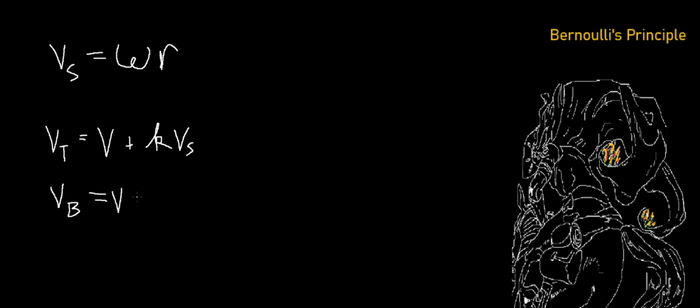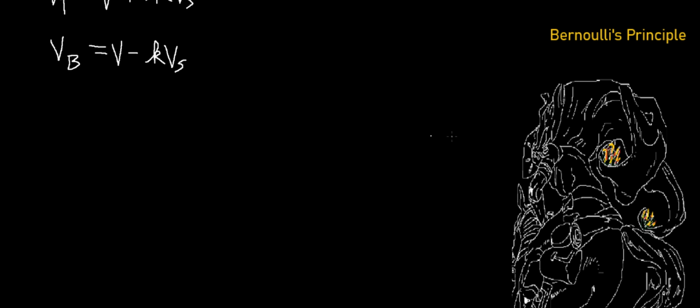Velocity of the bottom equals the headwind minus the coefficient times the velocity of the surface. So plugging those into Bernoulli's equation gives this.